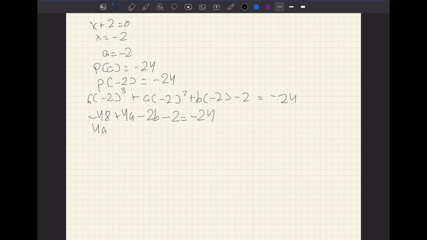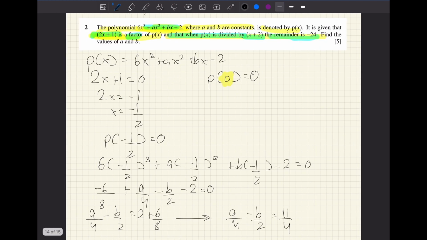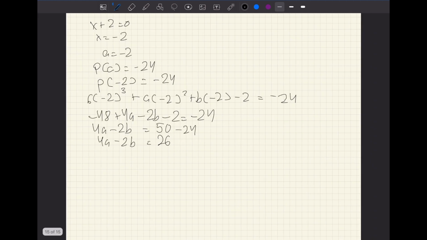And let's keep a and b on one side of the equation and move the rest. So minus 48 minus 2 is equal to negative 50. So that becomes positive 50 minus 24. So 4a minus 2b is equal to 50 minus 24. That's 26. Okay, we have two equations for a and b.